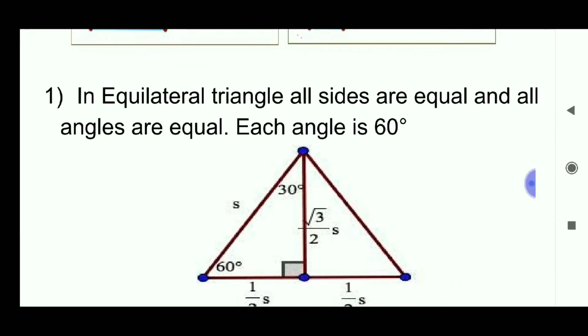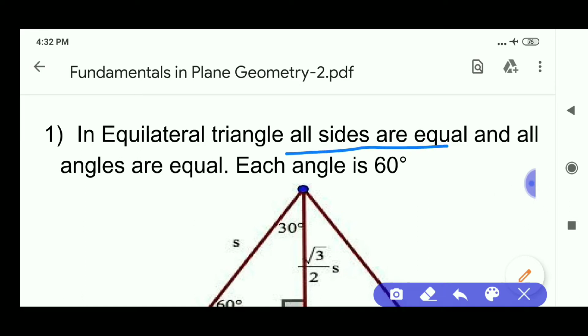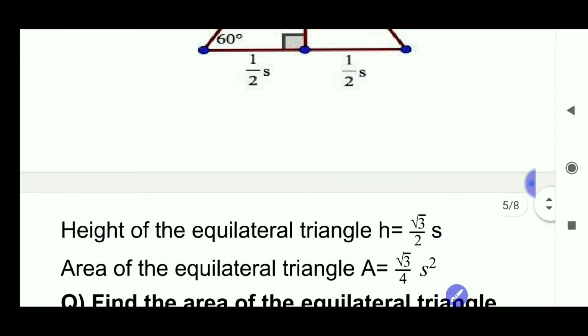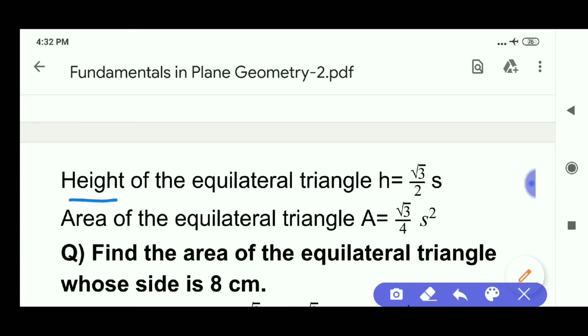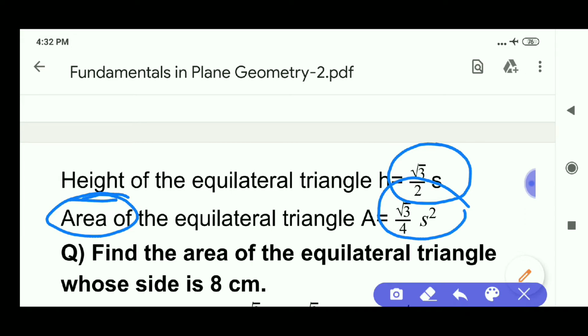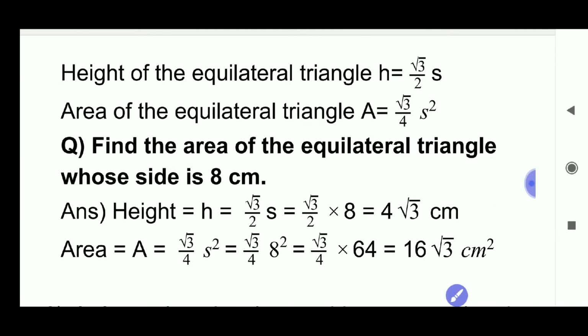Now, in an equilateral triangle, all sides are equal and all angles are equal, and each angle is 60 degrees. In an equilateral triangle, the height is root 3 by 2 into side. Similarly, the area is root 3 by 4 into side square. Remember this formula. Find the area of an equilateral triangle whose side is 8 centimeters.